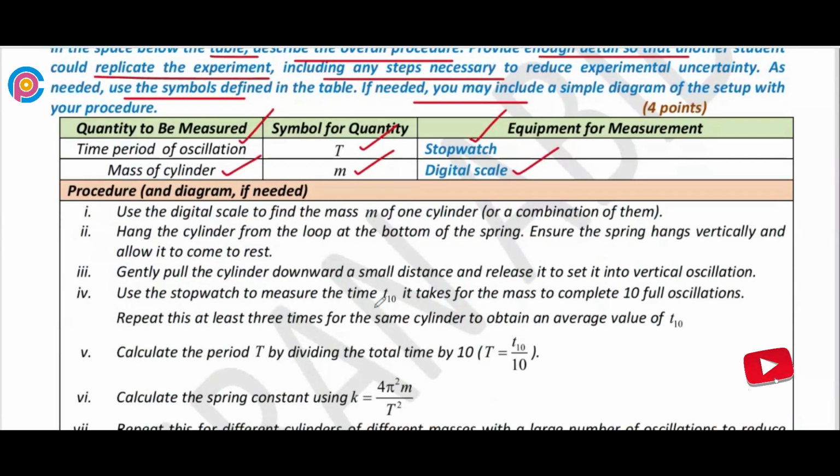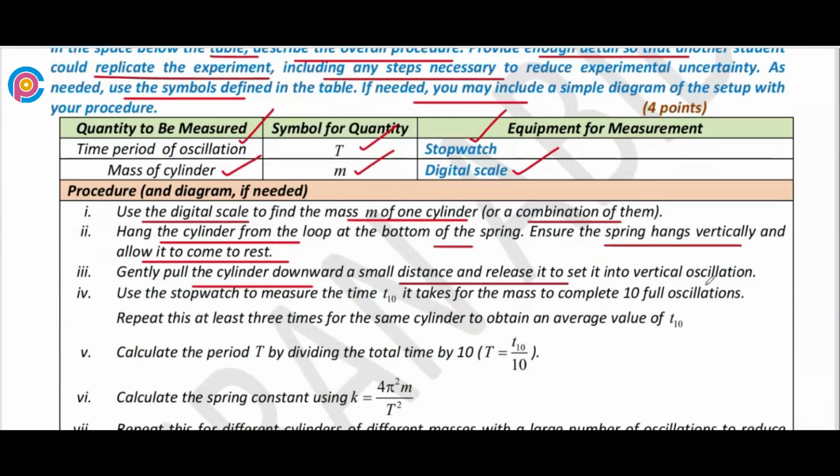Now the procedure is: we use the digital scale to find the mass of one cylinder or a combination of them. Hang the cylinder from the loop at the bottom of the spring, ensure the spring hangs vertically, and allow it to come to rest. Gently pull the cylinder downward a small distance and release it to set it into vertical oscillation. Using the stopwatch, we measure the time for the mass to complete 10 full oscillations. T10 represents the time for the 10 oscillations.